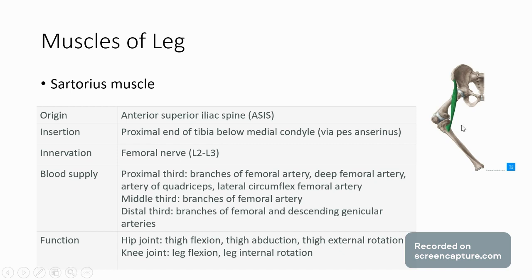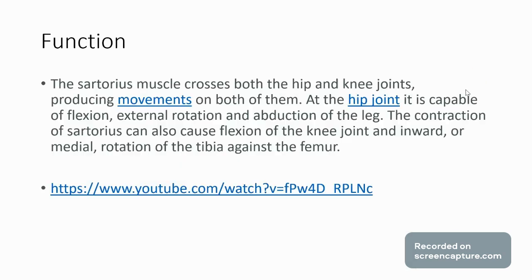You can watch the muscle which is shown in green color, its origin and its insertion. So it is attached to the pelvic girdle, and the other end is attached to the bone of the leg, that is tibia. Let us watch the video for its details.